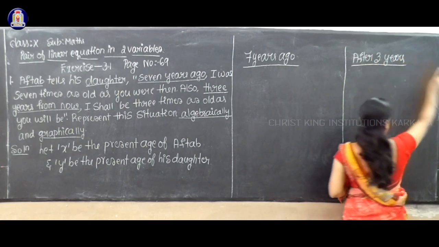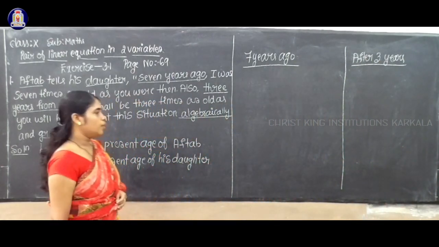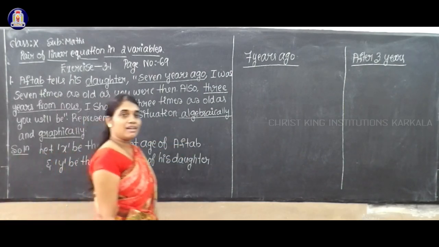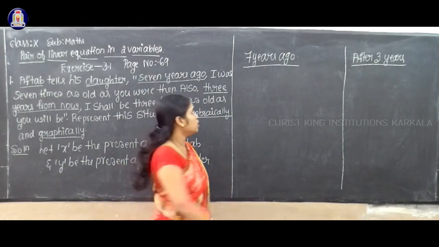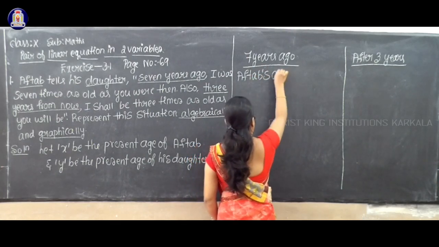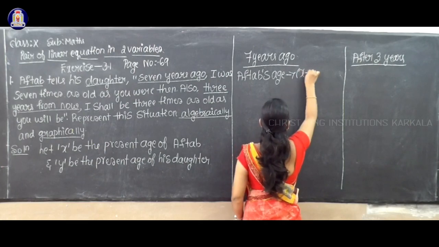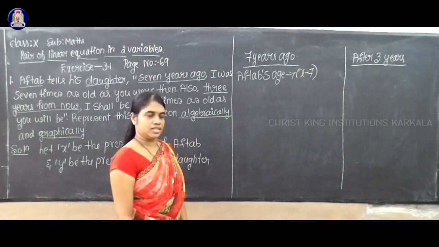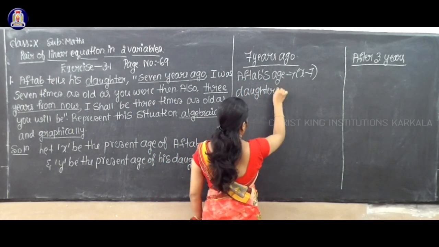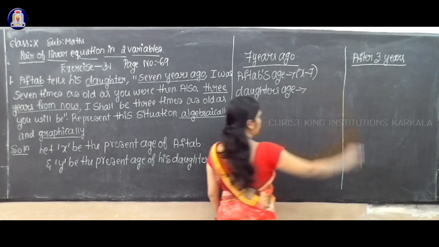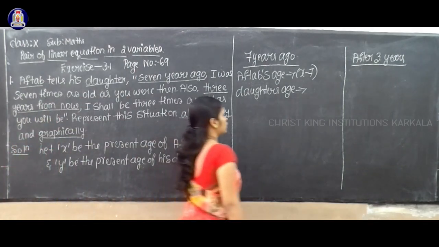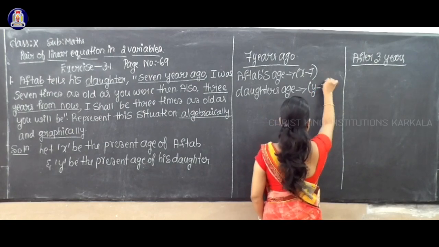Now 7 years ago, the present age of Aftab is x, isn't it? So 7 years ago, Aftab's age was x minus 7. Next, what about his daughter's age? The daughter's present age is y, so 7 years ago his daughter's age was y minus 7.